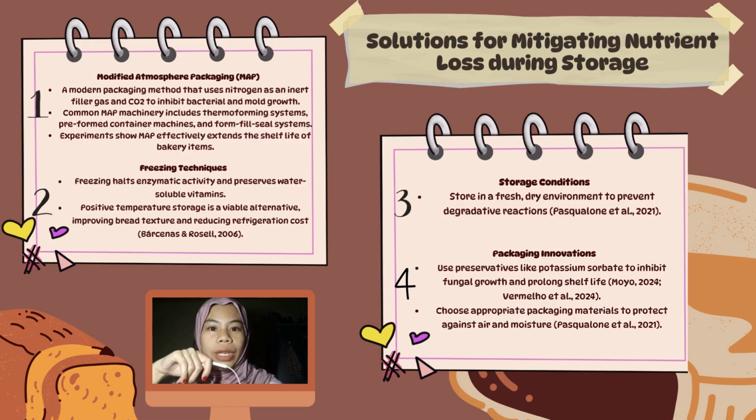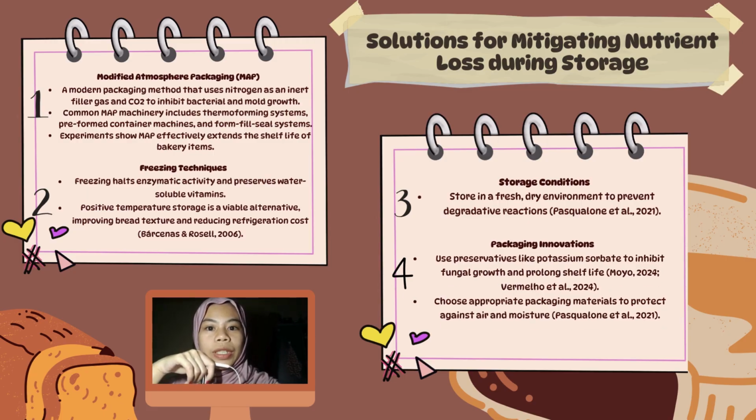Moving on to food storage, packaging plays a significant role. An advanced solution is modified atmosphere packaging, which is MAP. This method uses nitrogen as an inert gas and carbon dioxide to inhibit bacterial and mold growth. MAP systems come in various forms such as thermoforming systems, preformed container machines, and also form fill seal machine systems. Studies also show that MAP significantly extends the shelf life of bakery items, making it a valuable innovation.